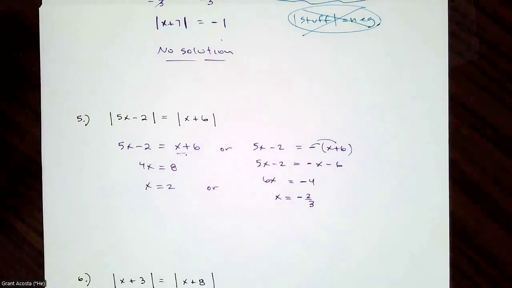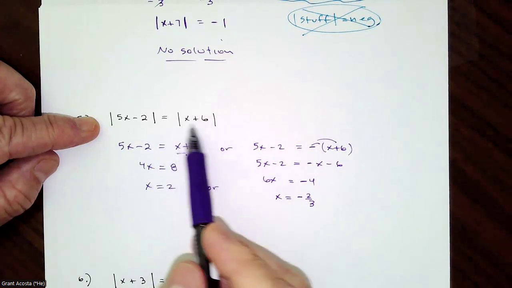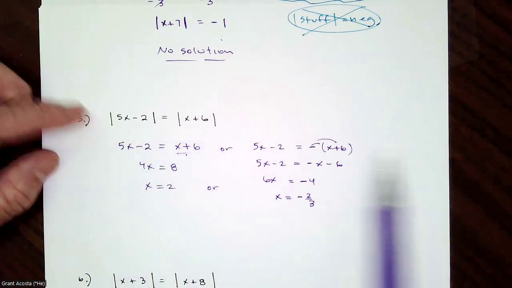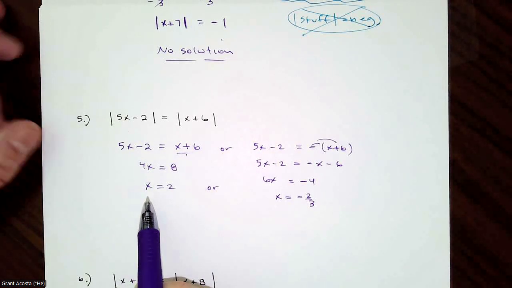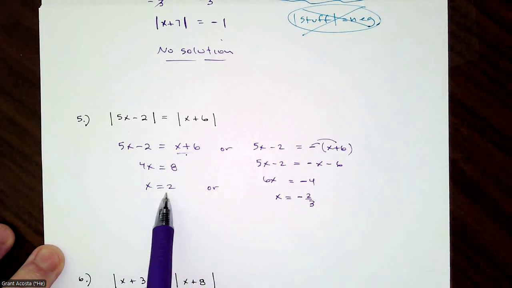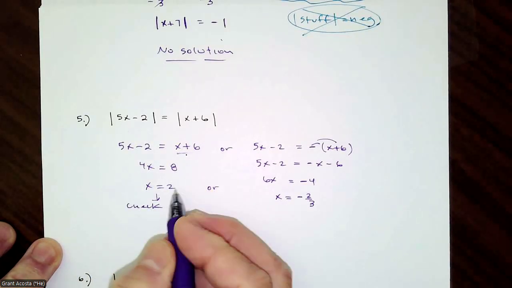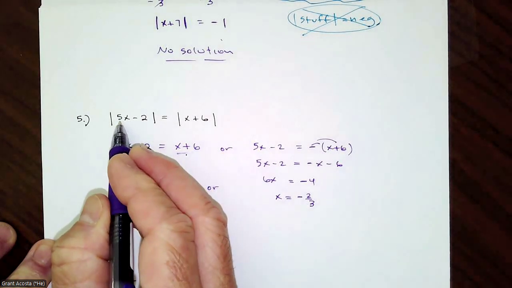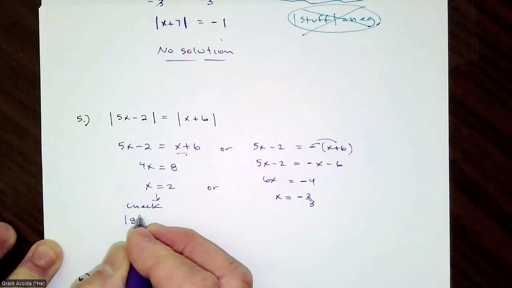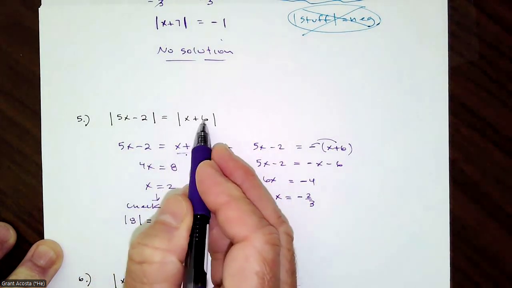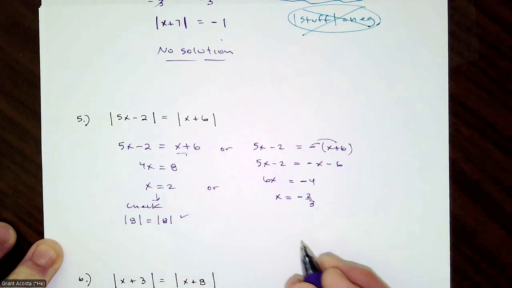It is important that you check to make sure, when you have absolute value equals not just a number but some kind of an expression, because sometimes you can get extraneous roots. Which, if you recall, happens sometimes with radical equations. So just a quick check of this. I'm going to put 2 in for x here. That's going to be 5 times 2 is 10, minus 2 is 8. So I'm going to get the absolute value of 8. And if I put 2 into here, I get the absolute value of 2 plus 6, which is the absolute value of 8. So that works as well.